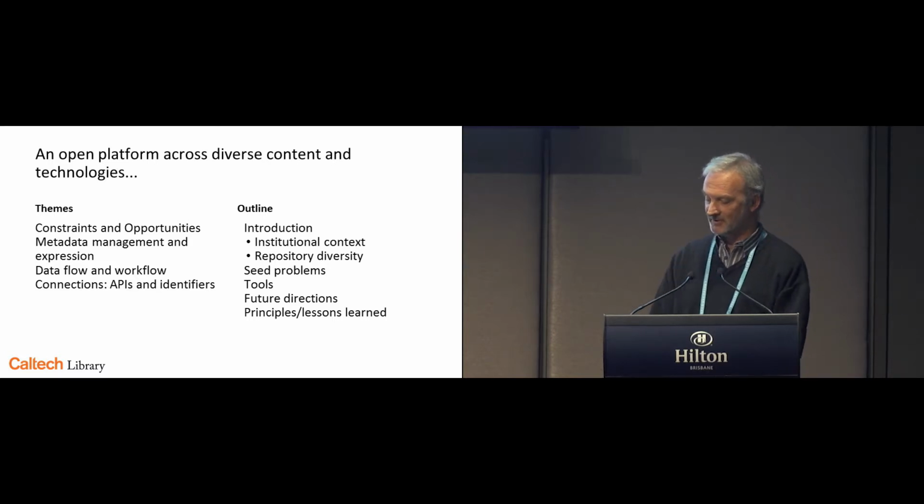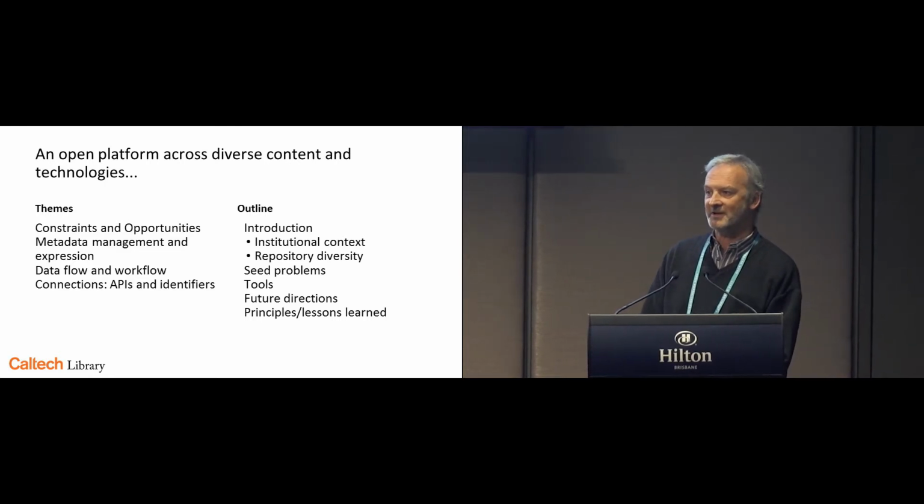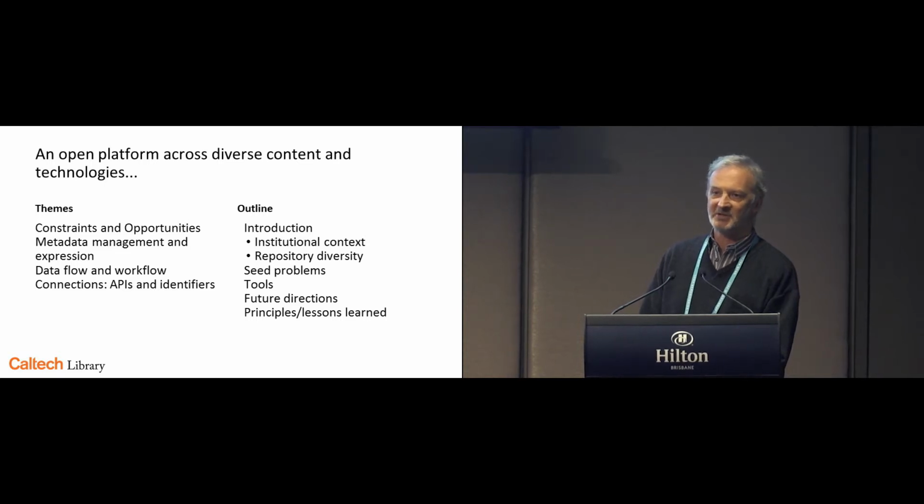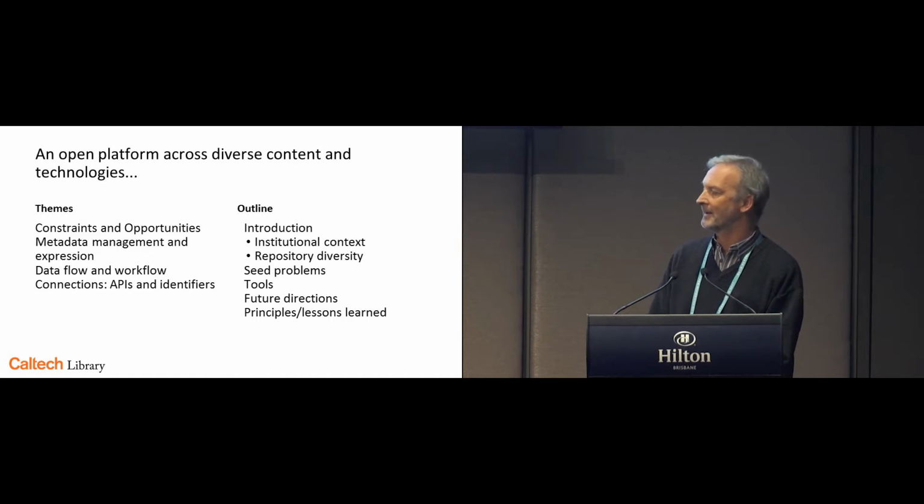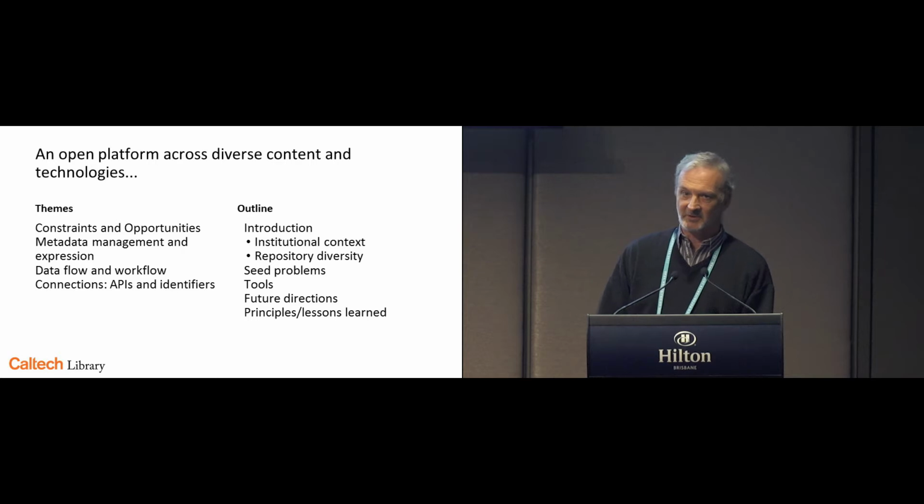I've put a number of themes up here on the board: constraints and opportunities. Caltech is a very small institution with a very large research footprint. We have only 300 faculty, only about 2,200 students, undergraduates and graduate students, but the amount of research that comes out of Caltech is massive. We manage JPL, the Jet Propulsion Laboratory, the Gravitational Wave Laboratory, LIGO, a worldwide network of observatories. So a very small team has to provide services for a very large research footprint, and we have to work within those resources.